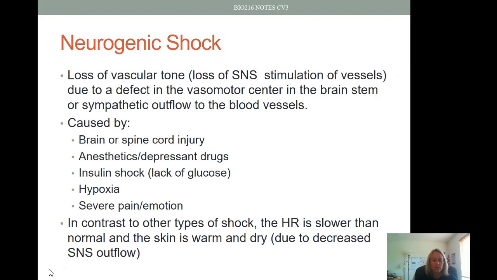In contrast to the other types of shock, the heart rate is slower than normal, and the skin is warm and dry, and that's because we have a decreased sympathetic outflow. So we're not going to see that compensatory response of the heart rate or of the blood vessels of the skin, because we have decreased sympathetic outflow all the way around.